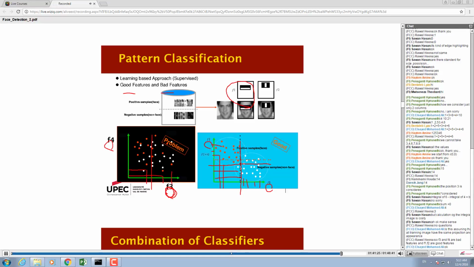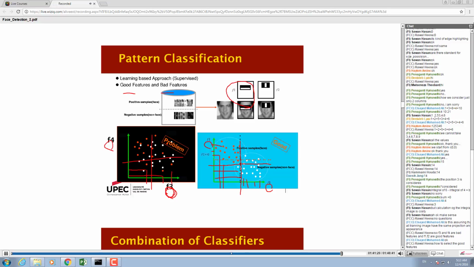Another question: F3 and F4 are bad features? Yes, exactly. F3 and F4 cannot distinguish. If I just mandatorily draw this kind of line, saying okay, some big ones are faces and small ones are non-faces, then this classification will generate a very big error.